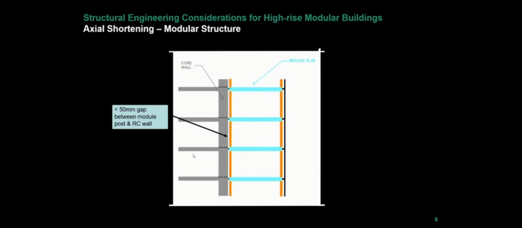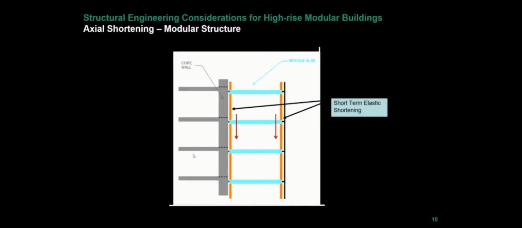But in a modular building, the gap between the steel column of the modules and the wall itself is only about 50 millimeters or less. So go to the next. As each module is erected, because the core is in place first, they elastically shorten. And if you have a rigid connection to the core, that's just going to shear off due to the shortening forces, which will be massive. It's effectively going to try and prop the building off the core, which you want to avoid.